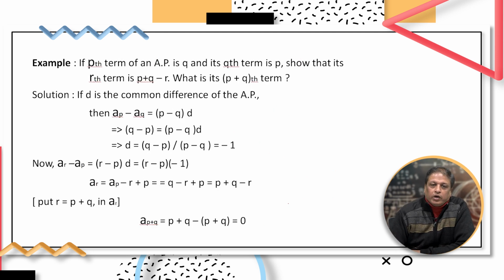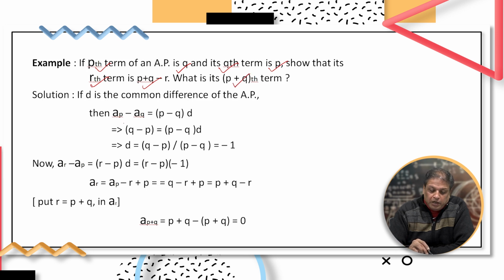Let me solve one more example for your better clarity. If the pth term of an arithmetic progression is q, this is a very important question. Generally, this type of question is very much expected in entrance examinations, in your term examinations, and you can expect such questions in your MCQs for continuous evaluation. If the pth term of an arithmetic progression is q and the qth term is p, show that its rth term is p plus q minus r.